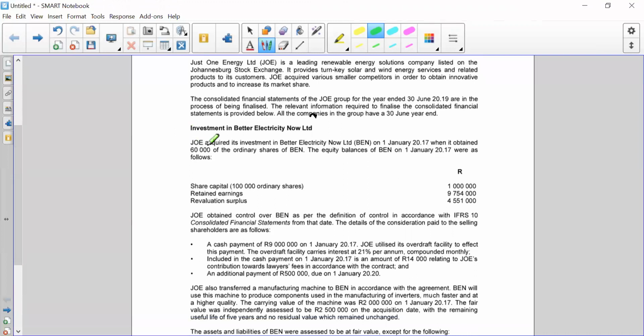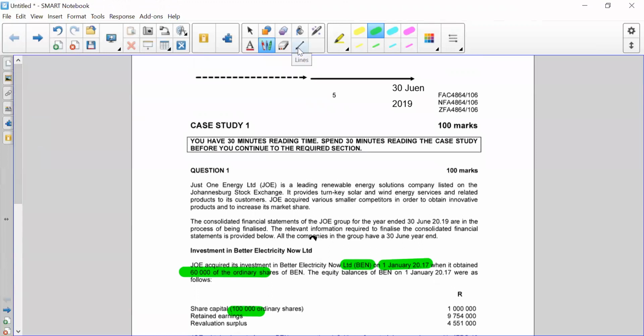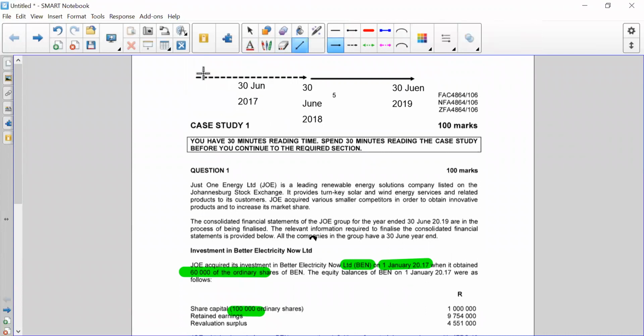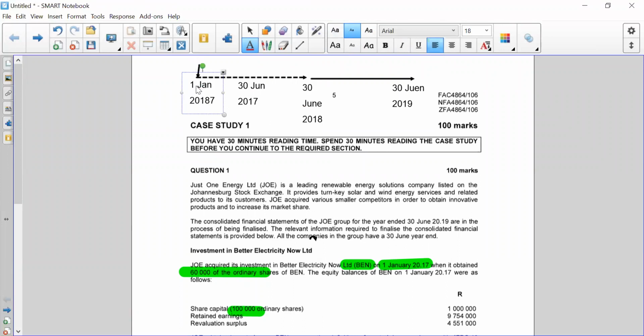So the first one is we acquired an investment in Better Electricity, now Ben, on the 1st of January 2017, and we know that we obtained 60,000 shares. At that date, Ben had 100,000 shares, so that means we have 60%. If we plot this on our timeline, we have 30th of June 2018, the year before that would have been 30th of June 2017, and on the 1st of January that year, 1 Jan 2017, we would have made our investment in Ben.